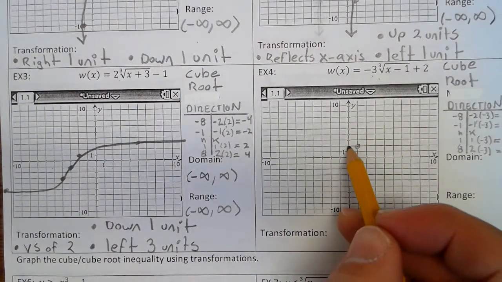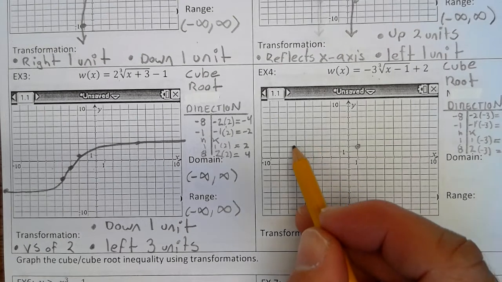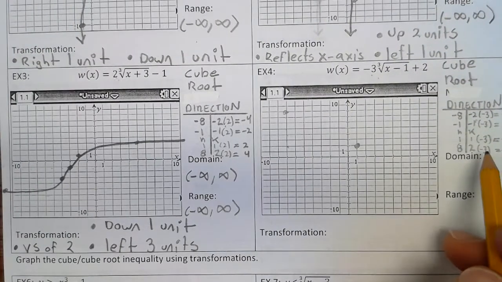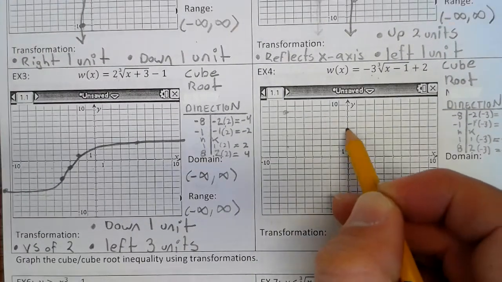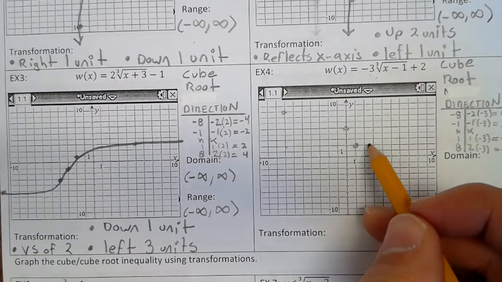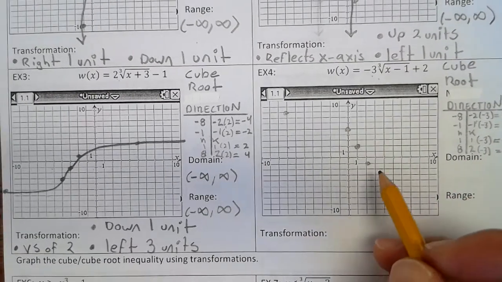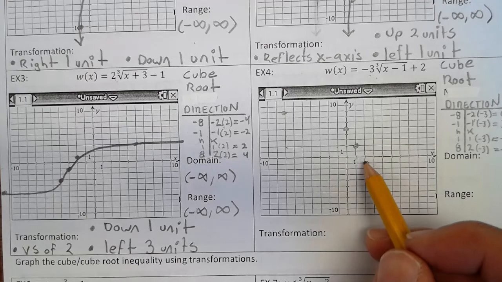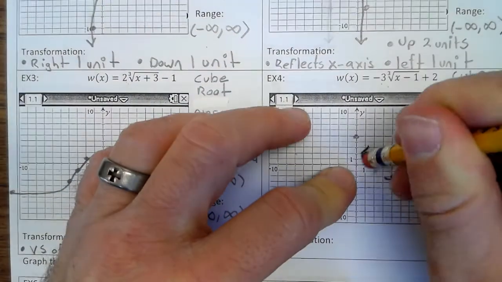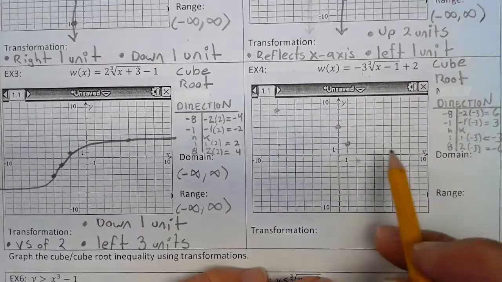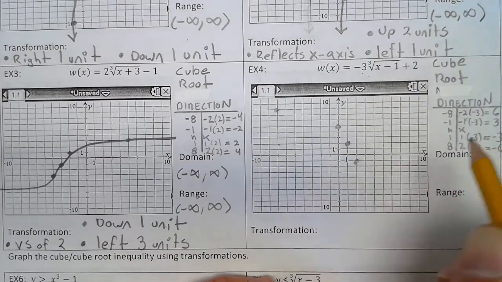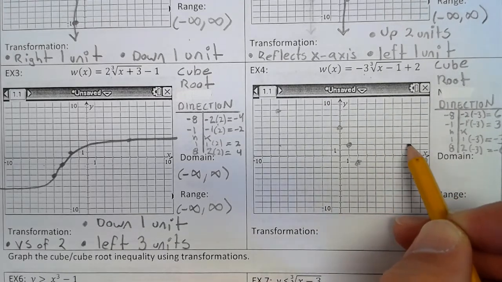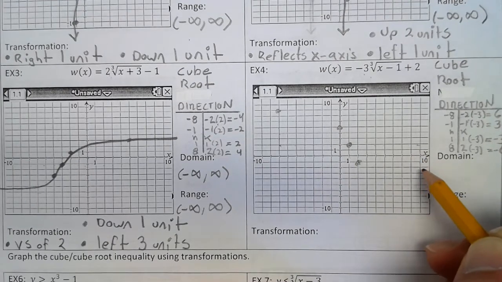So from here we go left 8, 1, 2, 3, 4, 5, 6, 7, 8. Up 1, 2, 3, 4, 5, 6. Go left 1, up 1, 2, 3. To the right 1, down 1, 2, 3. Wait a second. That's not right. No, wait. That's right. So then now to the right 8. 1, 2, 3, 4, 5, 6, 7, 8. Down 1, 2, 3, 4, 5, 6.